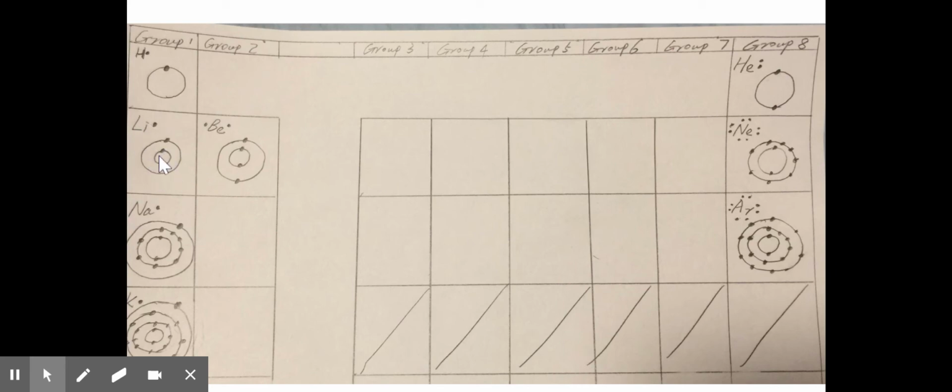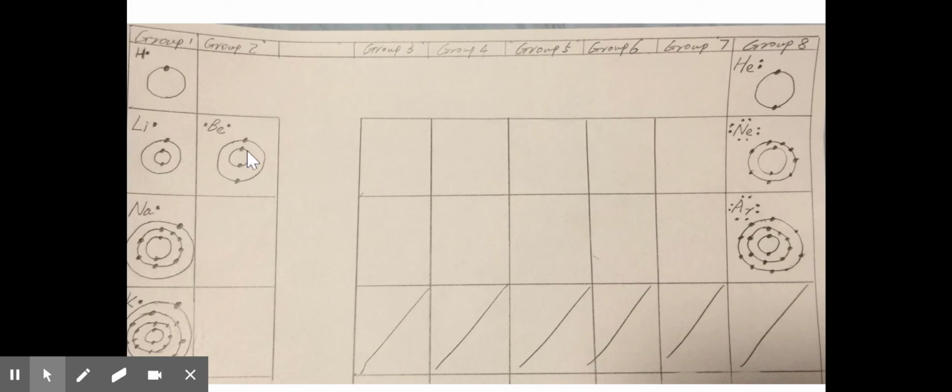Lithium has three electrons, and the first energy level can only hold two. What you do is the third one you put in the second energy level. Put a dot over there, and then you draw the Lewis dot structure, and the symbol is Li. And there's only one electron in the outermost energy level, so it only has one valence electron. Put one dot.